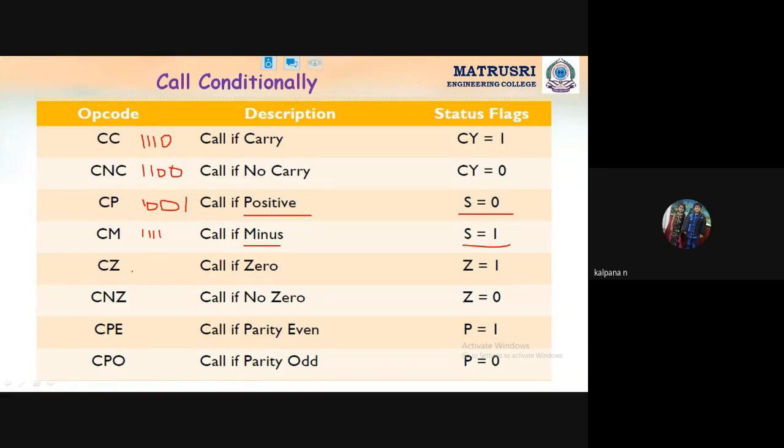If the result is 0, for example 1 minus 1 gives zero, then call the memory location; the instruction present at this memory location we are calling in the program. CNZ means non-zero. CPE means parity even, meaning the result consists of an even number of ones. CPO is when the result consists of an odd number of ones.